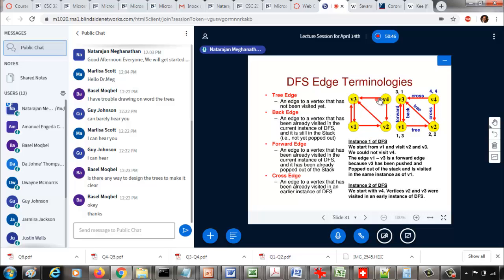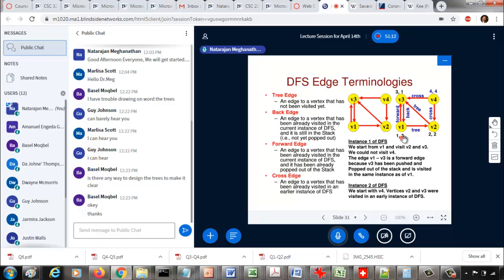Alright, so I have a graph here to illustrate this. Let us do depth first search again on this graph. Here we have the numbers. We'll start with the lower ID number, which is V1. From V1 we can either go to V2 or V3. We'll pick the lower ID neighbor, so we go to V2. V2 is a vertex that has not yet been visited, so we'll call this edge a tree edge.